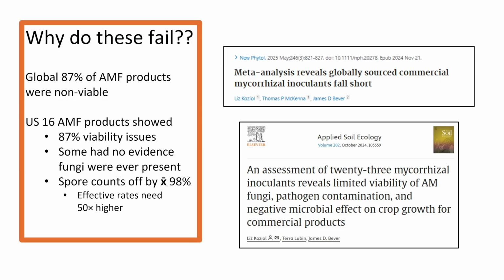Zooming in on the US, this is some data from products you can buy here at Amazon. We found the same exact pattern. About 87% of them were non-viable. Some didn't have any fungi in them, dead or alive, which was very interesting. And the ones that did have fungi, it tended to be way lower than they said. You know, they might say 3,000 spores per gram, and they had something like 15. So off by orders of magnitude.